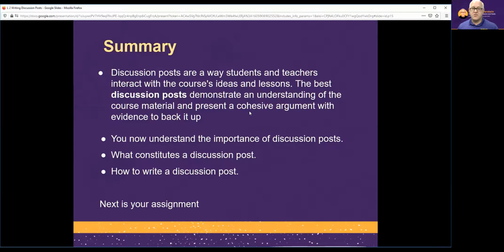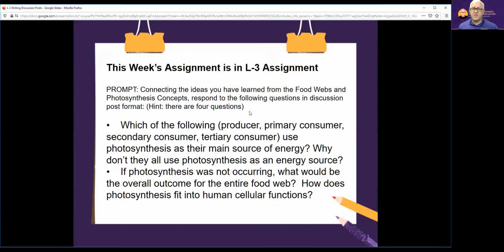What constitutes a discussion post and how to write one. Next is going to be your assignment. So this week's assignment, which is posted in L3, the prompt says, connecting the ideas you have learned from the food webs and photosynthesis concepts, respond to the following questions in discussion post format. Hint, by the way, there's 4 questions here.